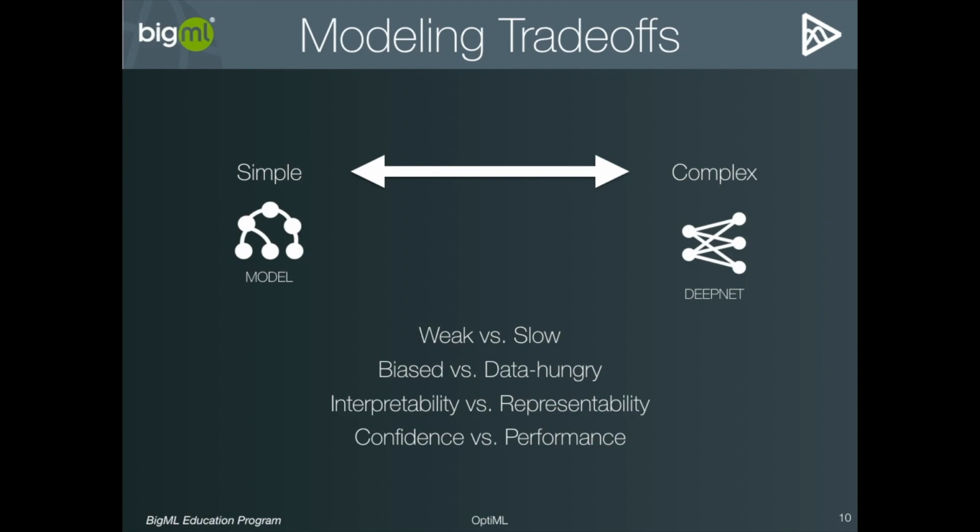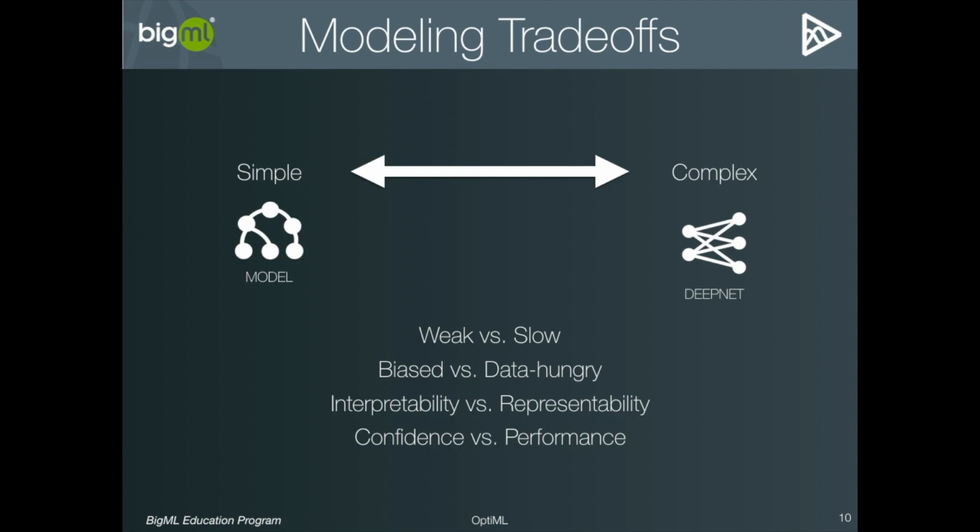Complex models, on the other hand, tend to be slower to learn and predict, and they're data hungry, meaning you need lots of data to fit the model properly. The upside is that they have more representational power to understand complex problems and tend to have higher performance and lower error. Deciding what trade-offs are most acceptable will depend on your use case.